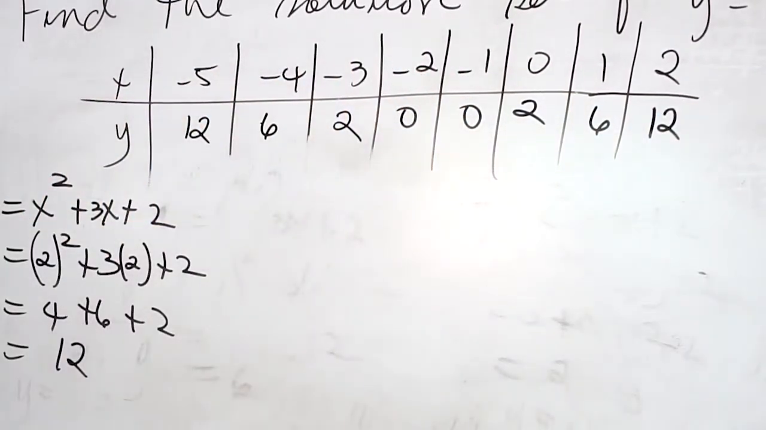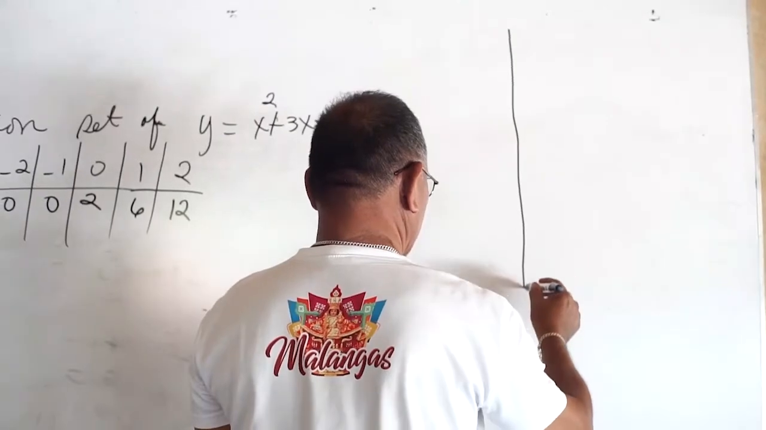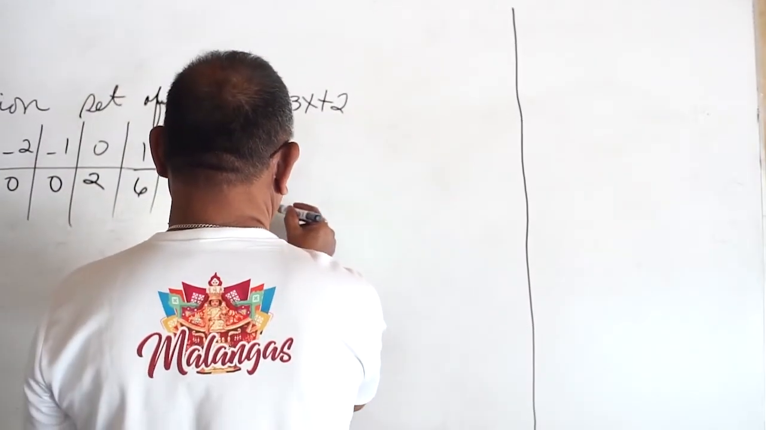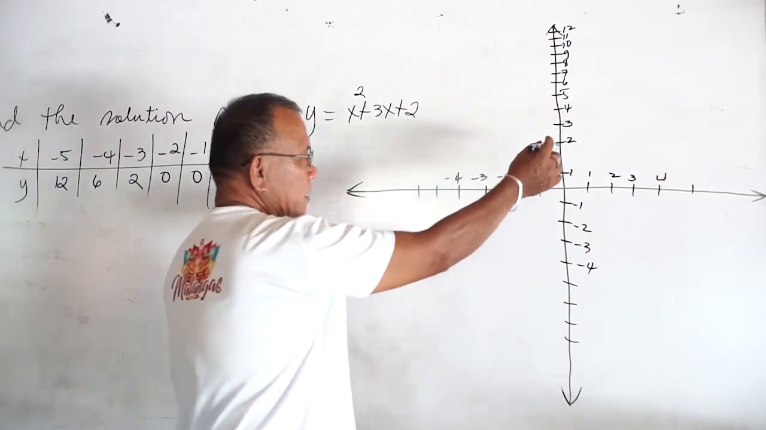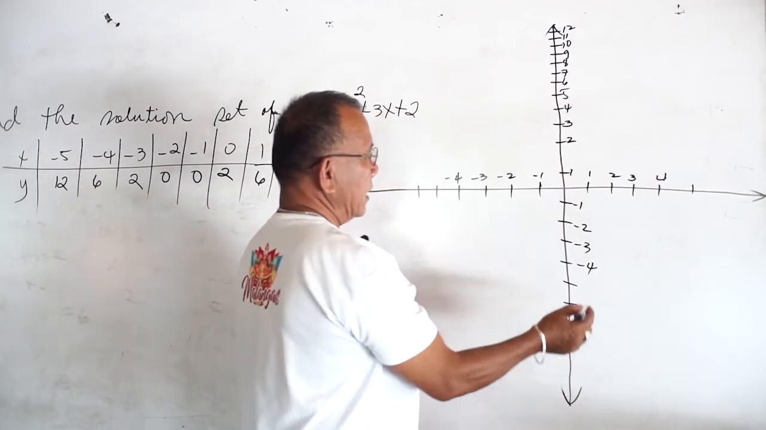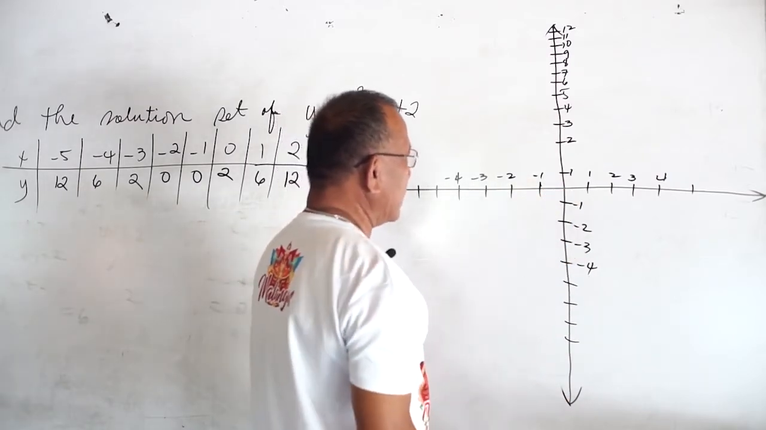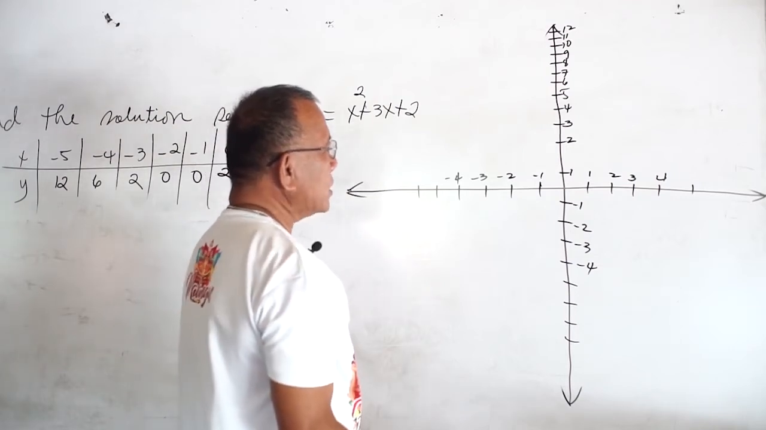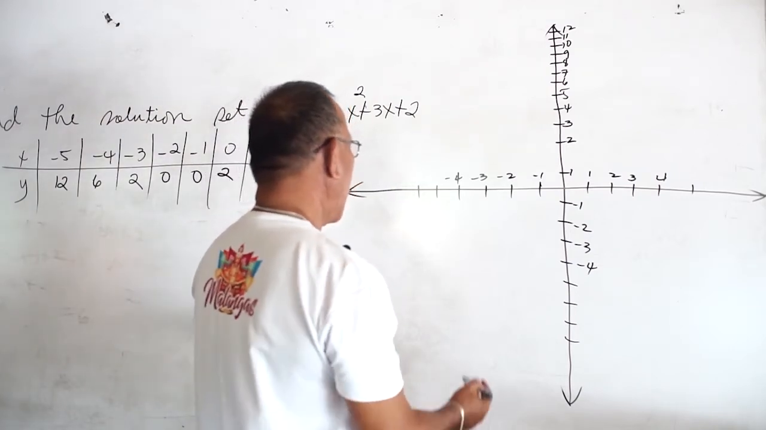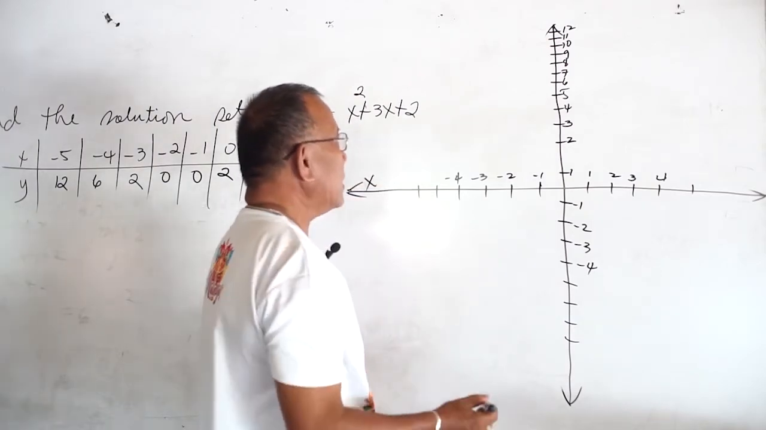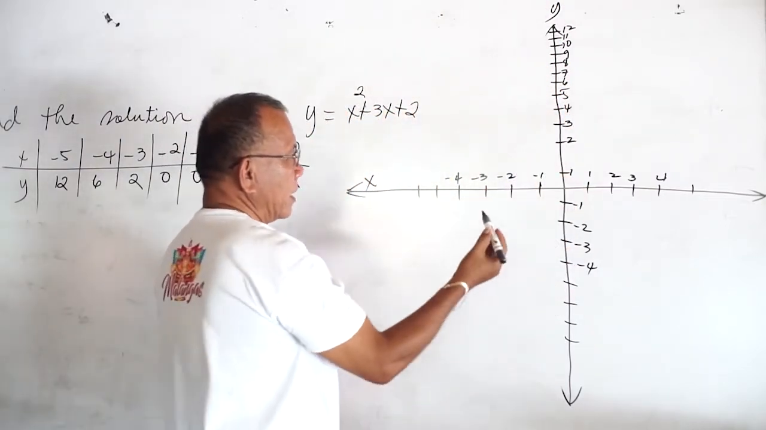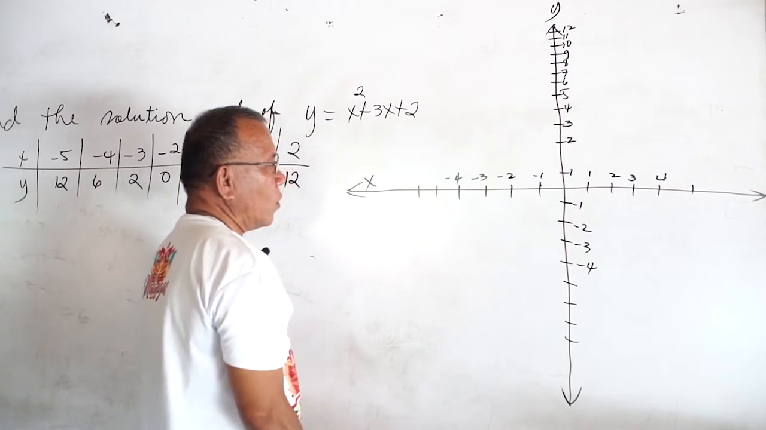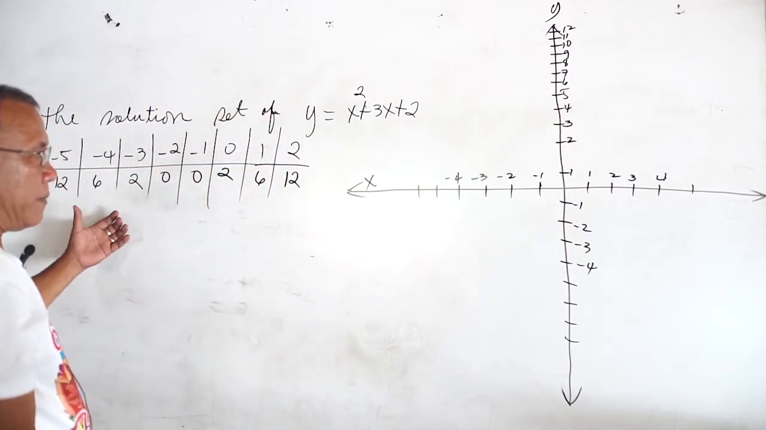Then this time, you have to draw a Cartesian coordinate plane. Okay, so this is now the Cartesian coordinate plane. In the Cartesian coordinate plane, we have two lines. The horizontal line is the x-axis, and the vertical line is the y-axis. Let us now draw a graph based on the given table.